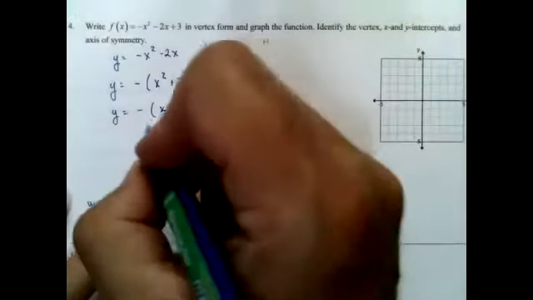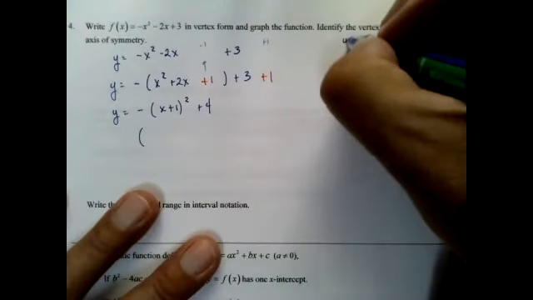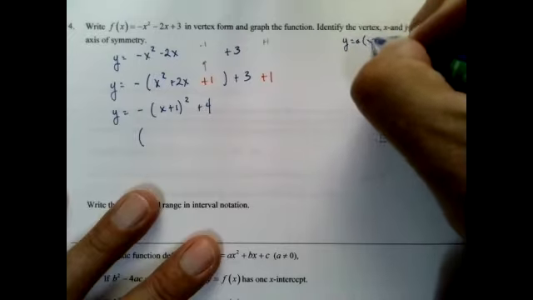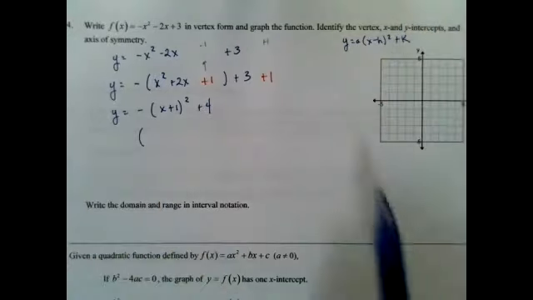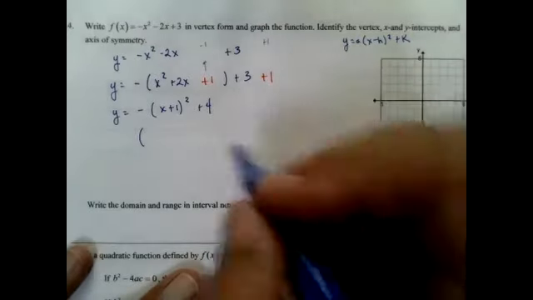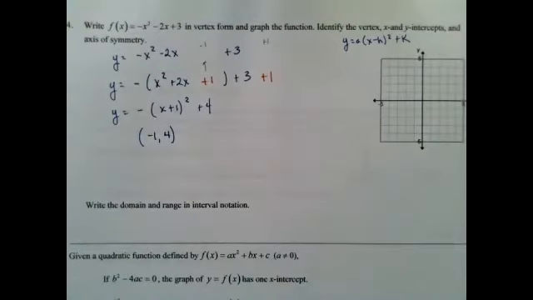All right, we can do a lot with this now. I know my vertex is going to be, better write that down more often, y equals a(x minus h) squared plus k. My vertex is going to be -1, 4. We like that?